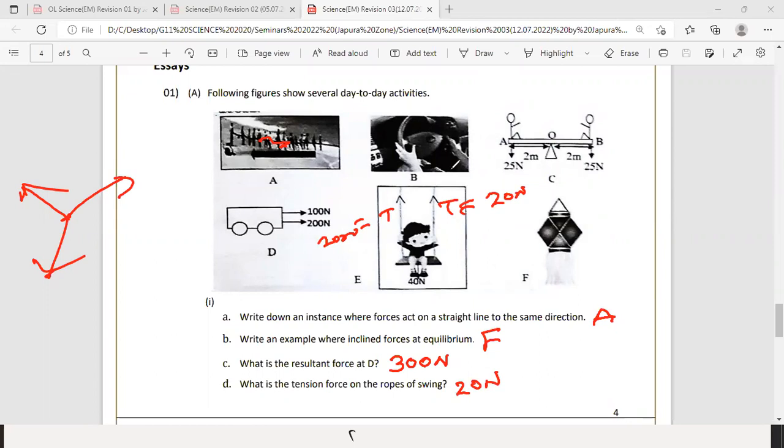Please raise the hand those who got 20 Newton. The part D, the answer. Right, very good. Very good. Then next part. I'll erase the screen.